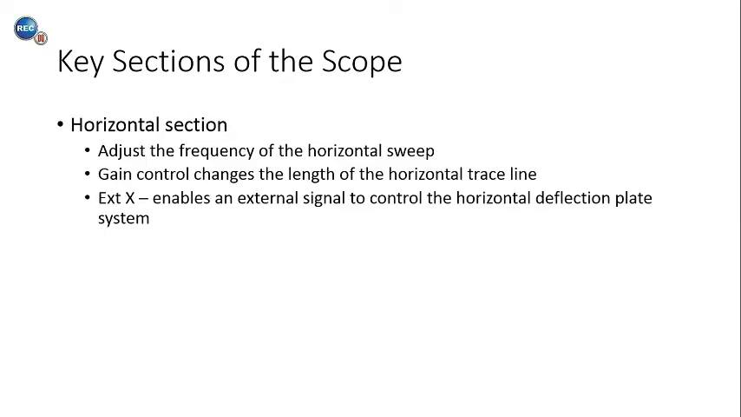The horizontal section adjusts the frequency of the horizontal sweep. And so with a sine wave, we can zoom in and out. We could see just one period of the sine wave on the screen, or we can zoom out and see multiple periods of the sine wave on the screen. The gain control changes the length of the horizontal trace line. Again, that's zooming in and zooming out.